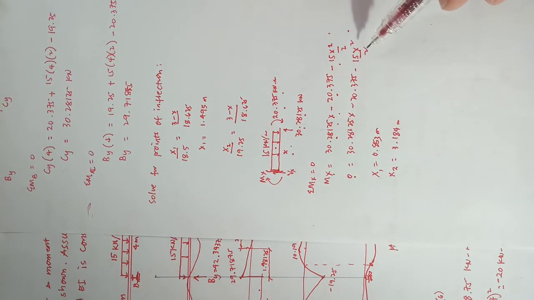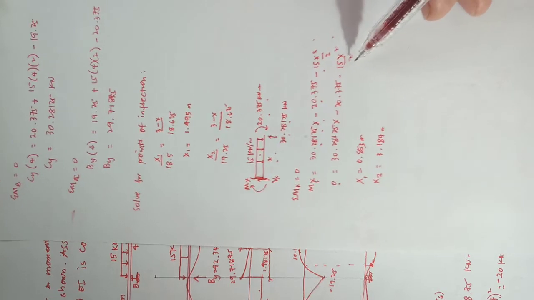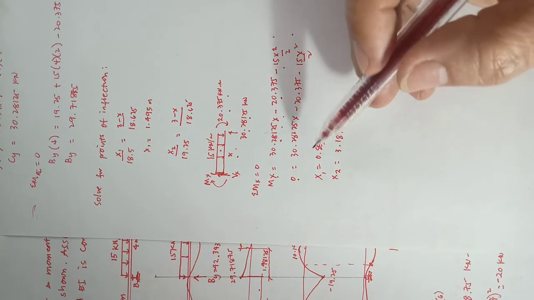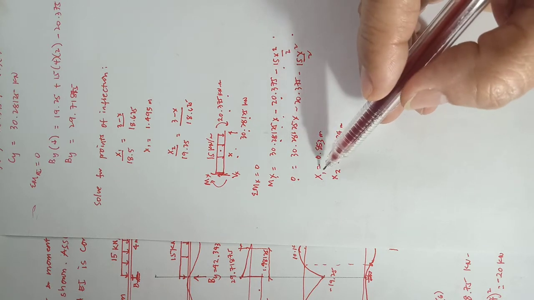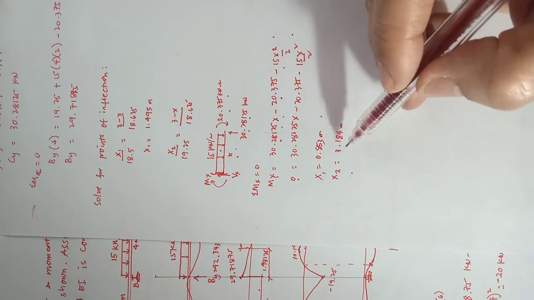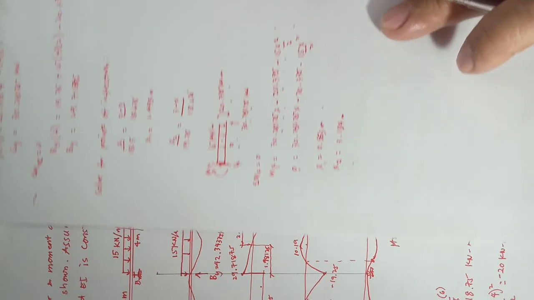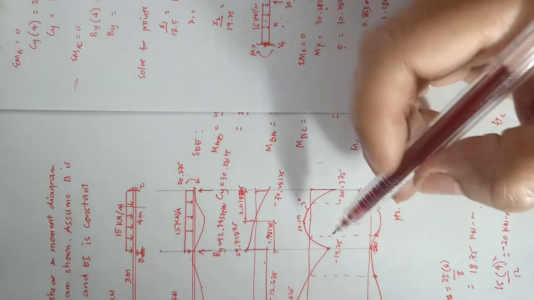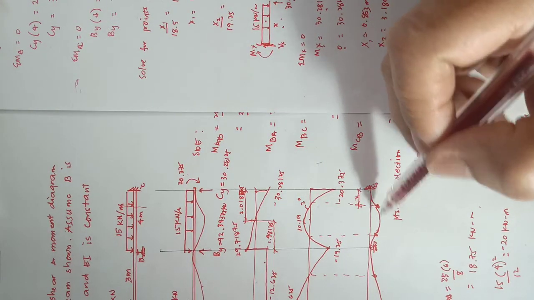Okay, so using your calculator and considering your quadratic equation, you can solve for x. So the first value is 0.853 and the second value of x is 3.184. So as you can see in your elastic curve, okay, there are two points.